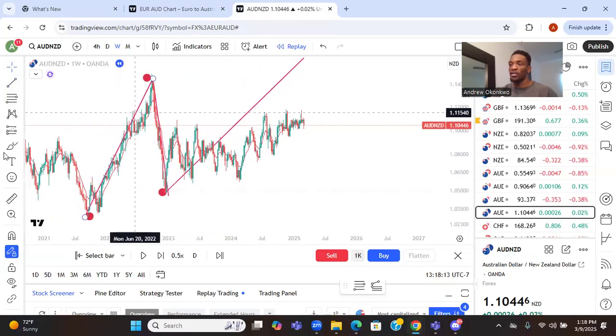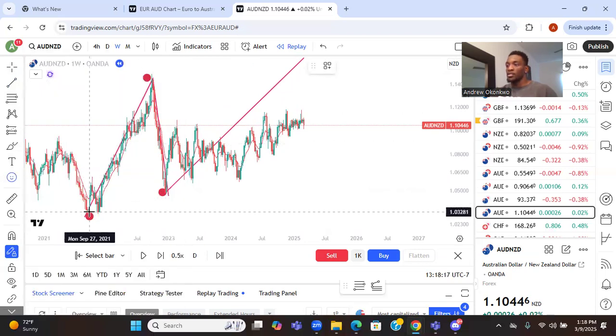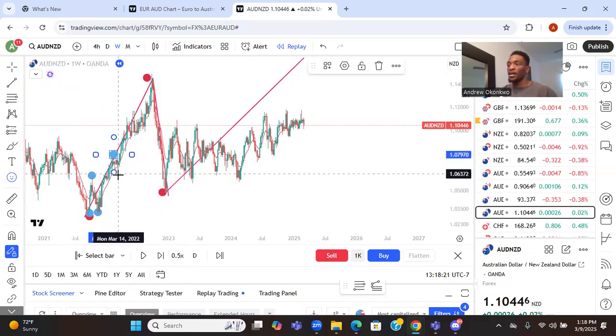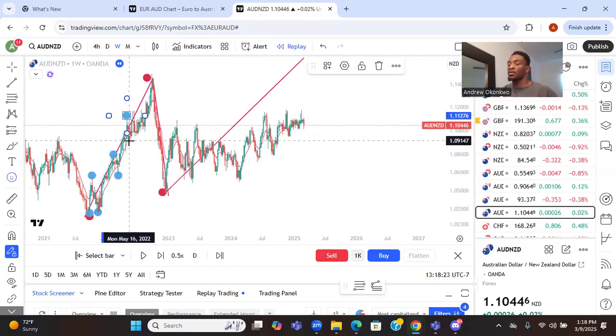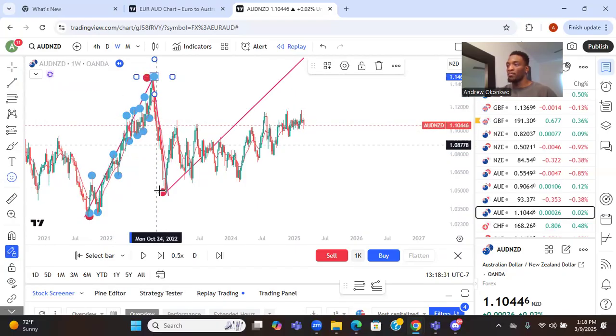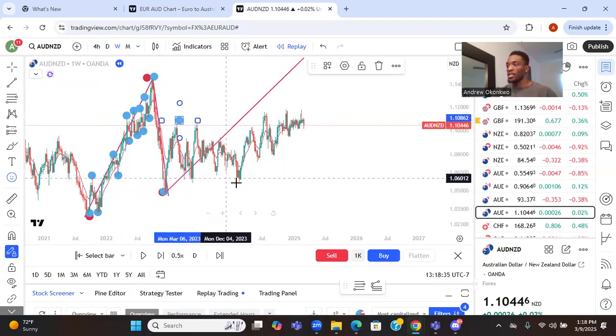All right, we can start right here. We see market made that push up, came down, made that next push up, came down, made that next push up, came down, made the next push up, came down, came up, came down, came up, came down, came up. Market made a big push to the downside. We see market came all the way up. We see market made that next push down.